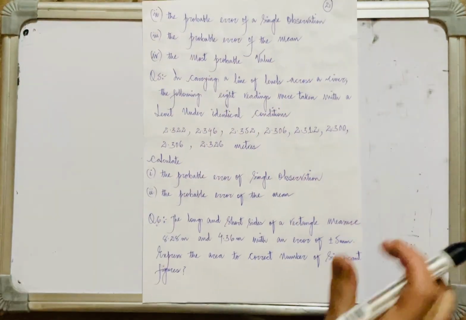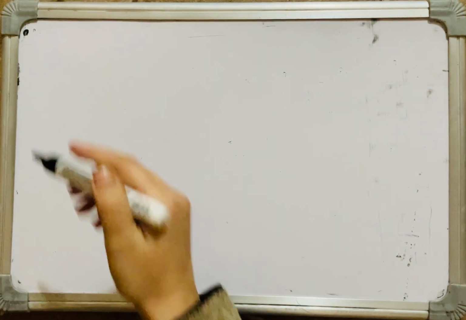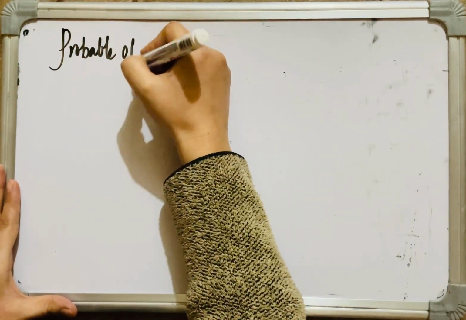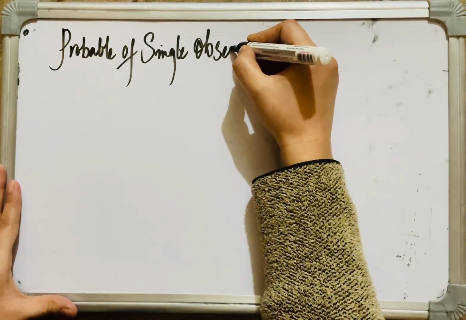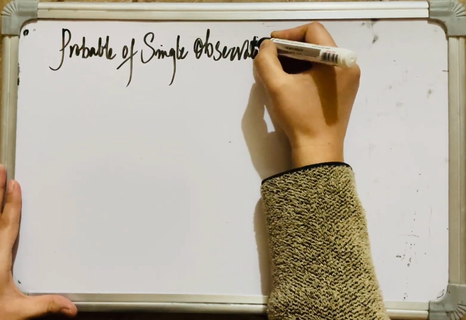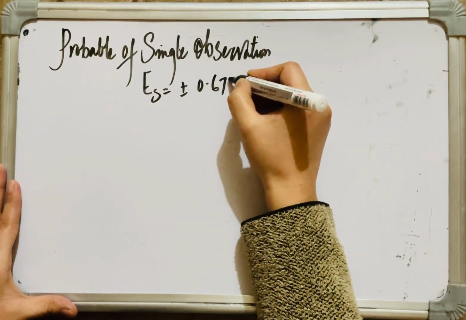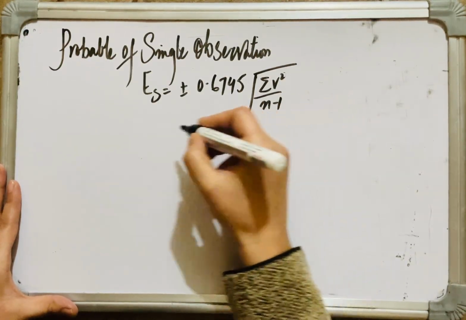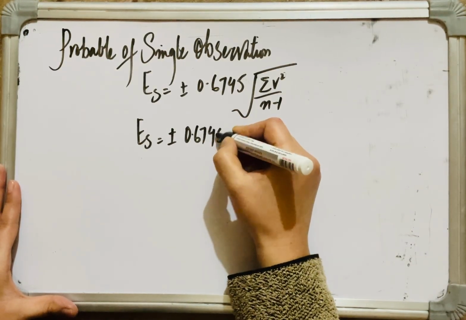All right. First part of the question, calculate the probable error of single observation. Probable error of single observation is equal to how much? Probable error of the single observation is given by plus minus 0.6745 times the square root of summation of v square divided by n minus 1.